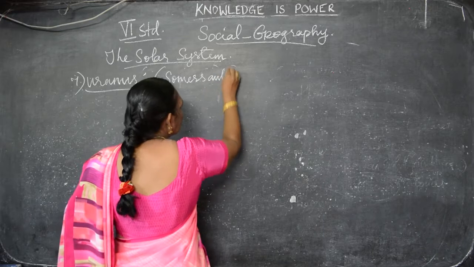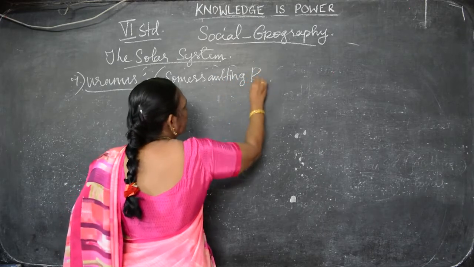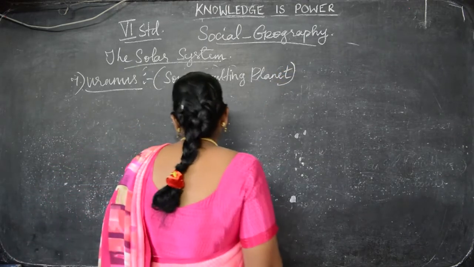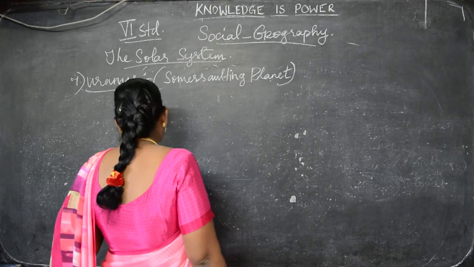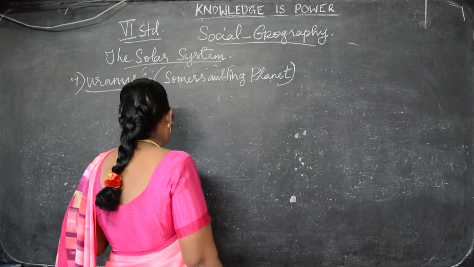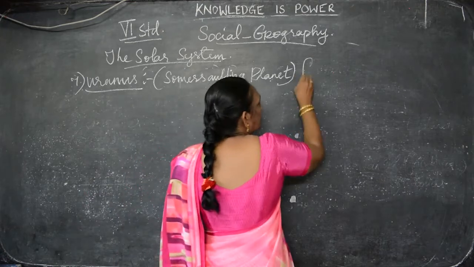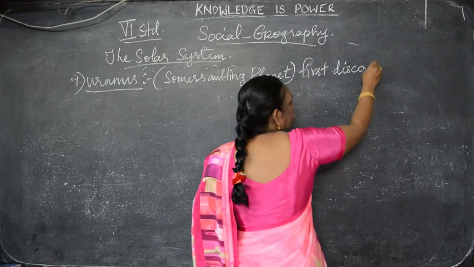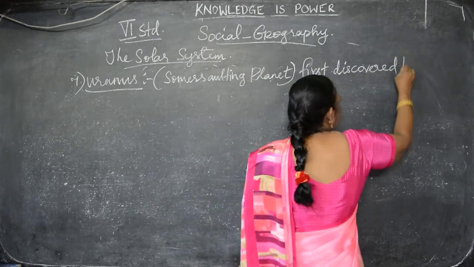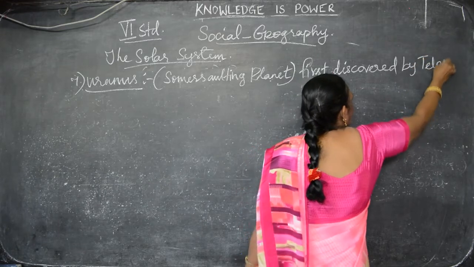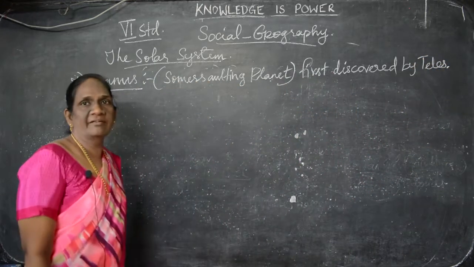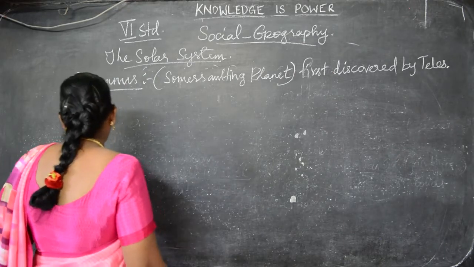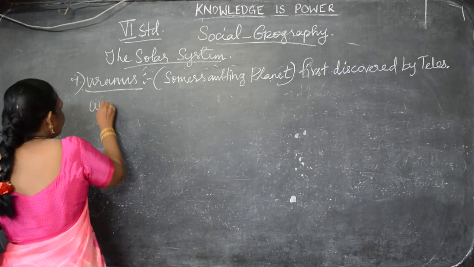Somersaulting planet. Okay. It was the first planet to be discovered with the telescope. First planet discovered by this telescope. Understand? And it was discovered by the astronomer William.